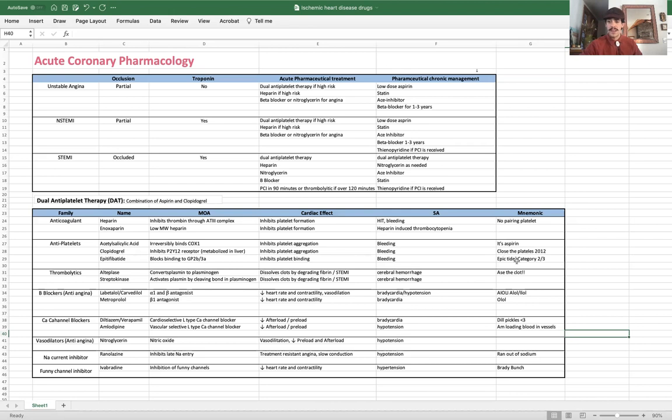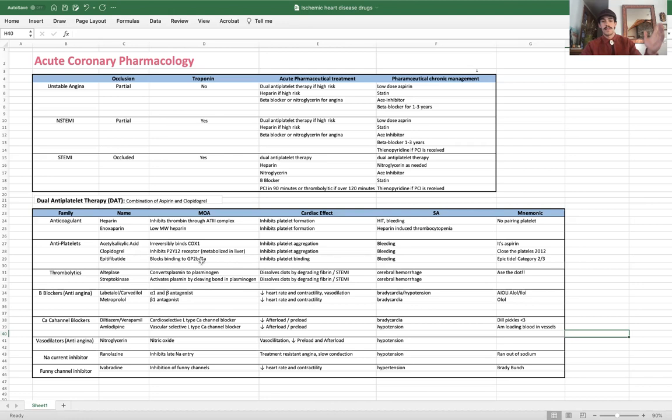What does that sound like? The epic tide. We've got a wave coming to shore. A tsunami. Is it a category 2 or is it a category 3? I'm not sure, but the mnemonic is Epitide for Eptifibatide. And this blocks the GP2B3A. What this does is this essentially inhibits the formation of fibrin, which attaches the platelets together.